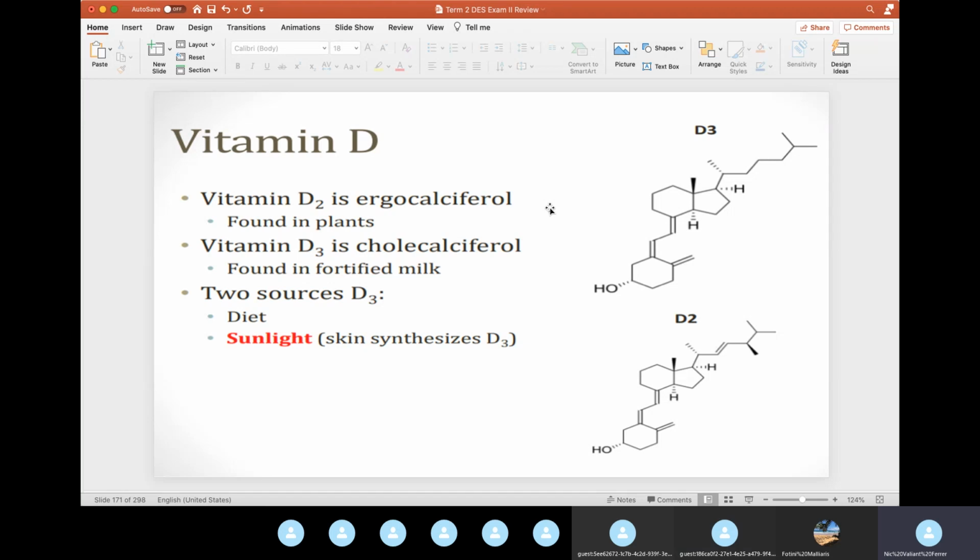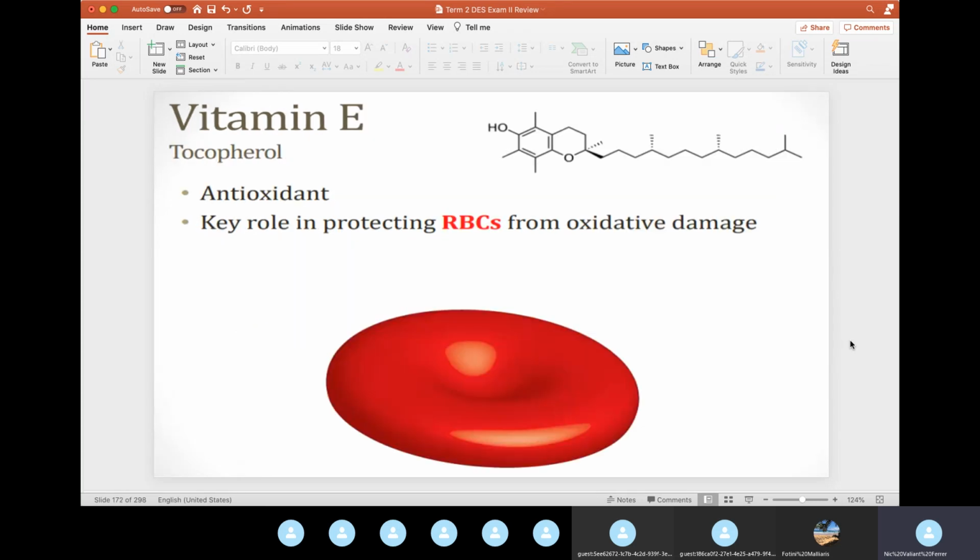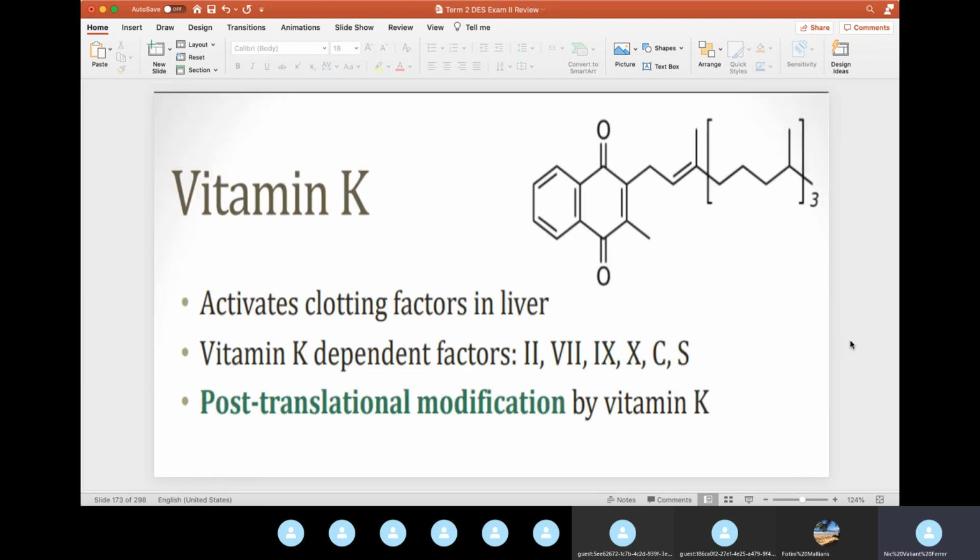So when you're doing this now, I recommend you integrate materials from term 1. It will be very helpful for you when you go to term 4 and term 5 when you're learning pathology. So learn to integrate as much as possible. But for the lack of time, I'm going to go fast. So vitamin E, it's an antioxidant. It protects our RBCs from oxidative damage.